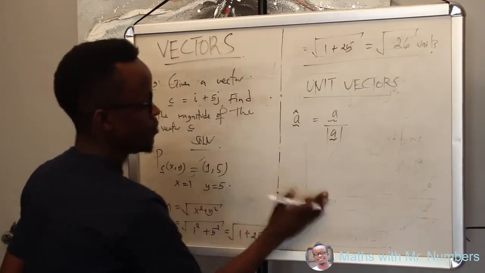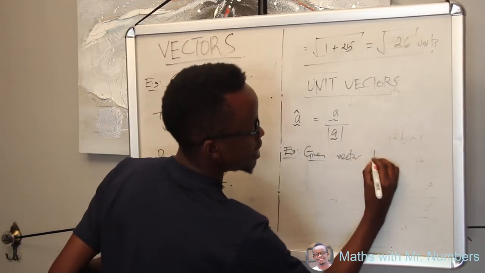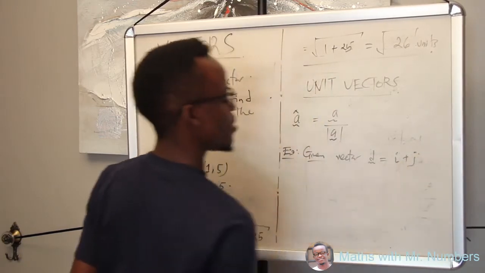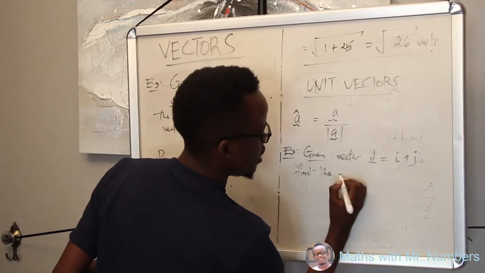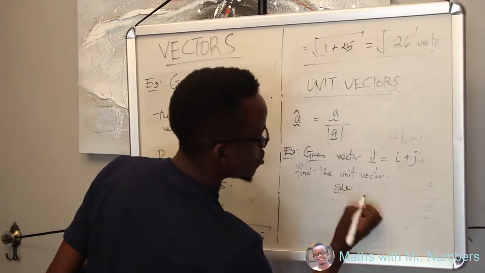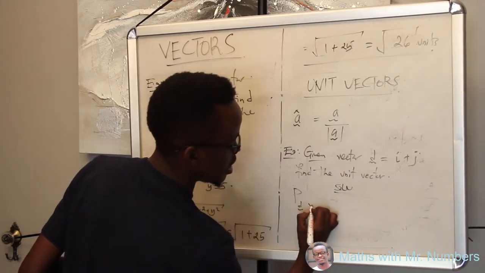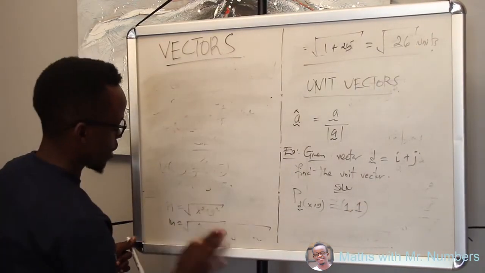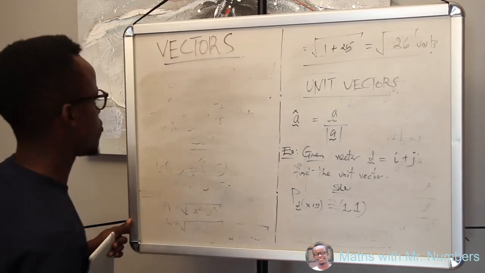Therefore, the formula for finding the unit vector is to take the vector and divide by the magnitude of that vector. For example, given vector D as i plus j, you have to find the unit vector. First of all, you write your vector in position: the position of vector D in x, y equals 1, 1. After that, we are going to use the given values of x and y to find the magnitude.